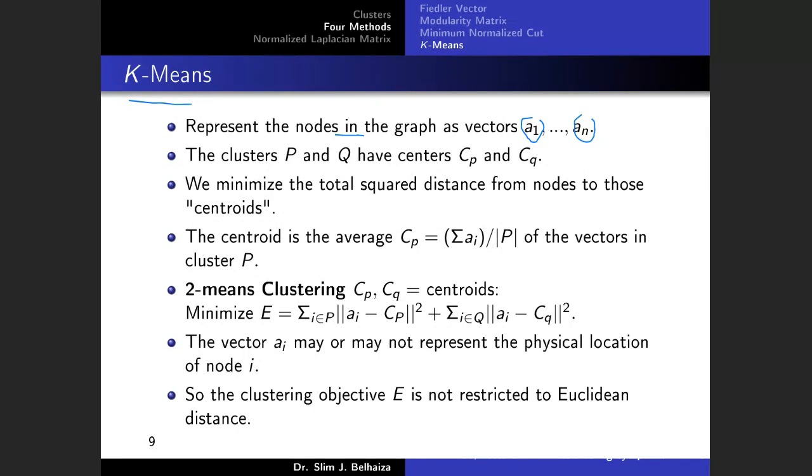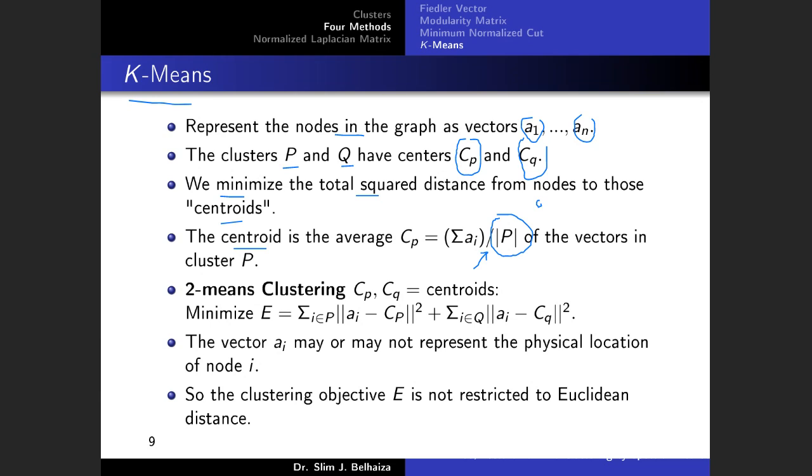So for the clusters, for example, in two-means clustering, the clusters P and Q may have centroids or centers, let's say CP and CQ. What we are willing to do is to minimize the total squared distance from nodes to those centroids. The centroid is the average: its coordinates are the average of the coordinates of the items in the cluster. So when you write this, it means the cardinality.